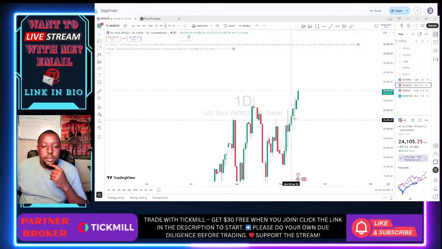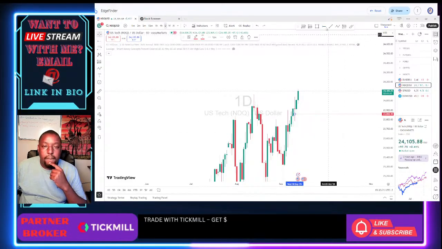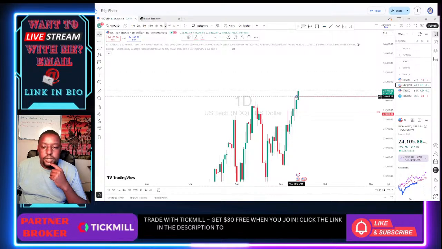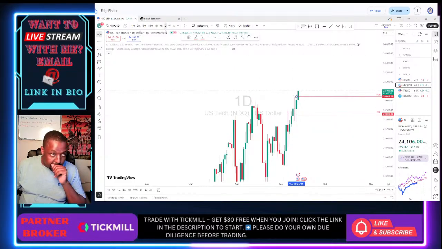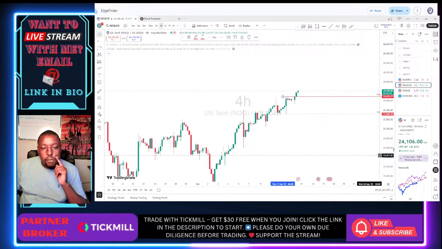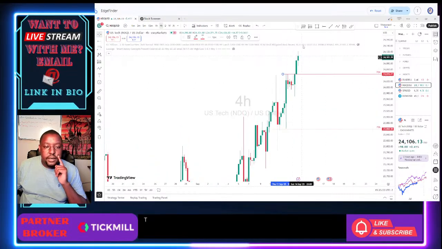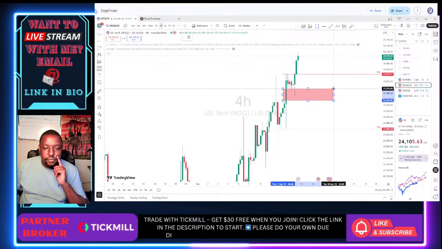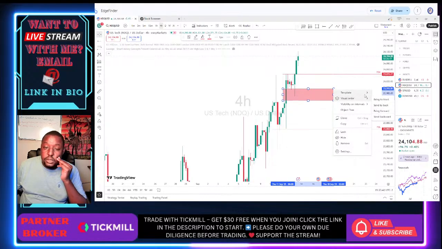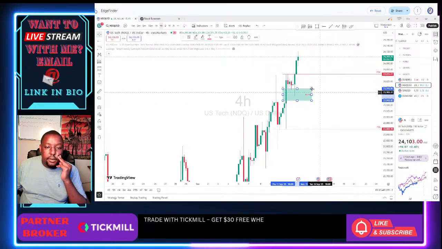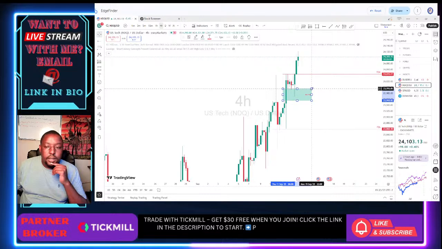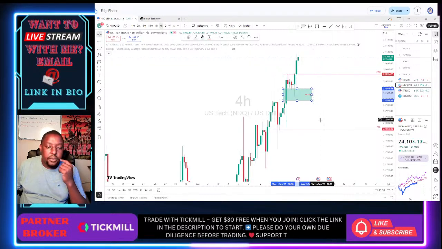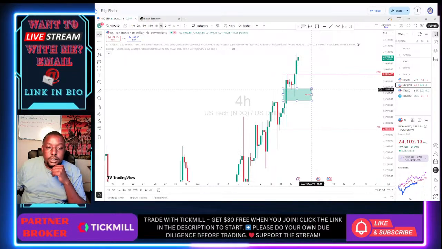But let's get into it. Previous daily high. I spoke about this yesterday. If it closes, our draw of liquidity will be this 4 hour fair value gap. That will be the draw of liquidity. But now we are done with that. Are we going to hold the previous daily low? Are we going to get a continuation? I don't know. Let's see.